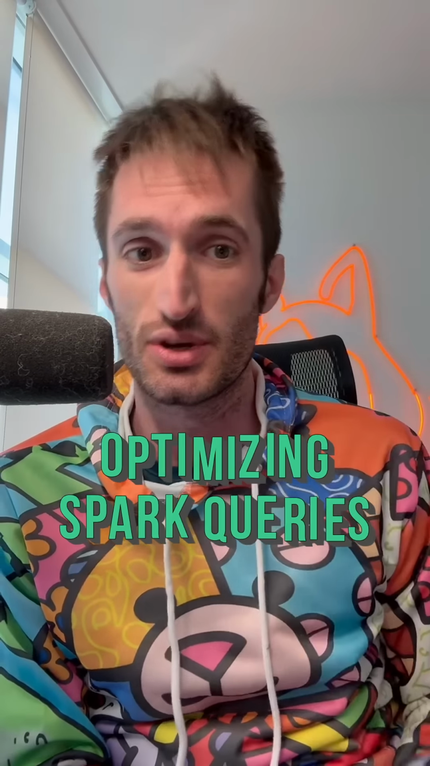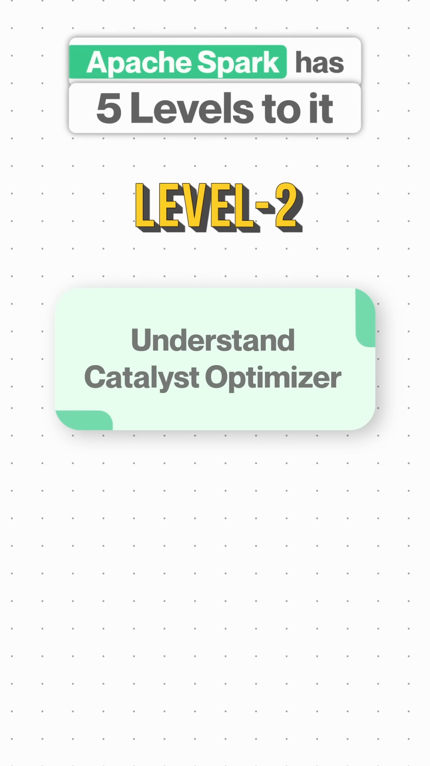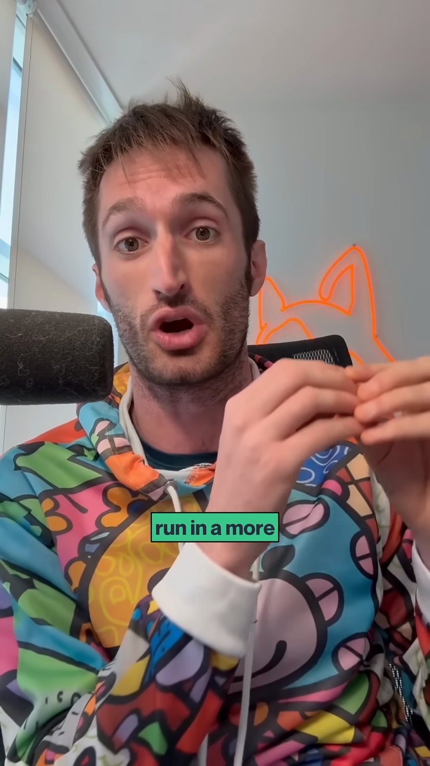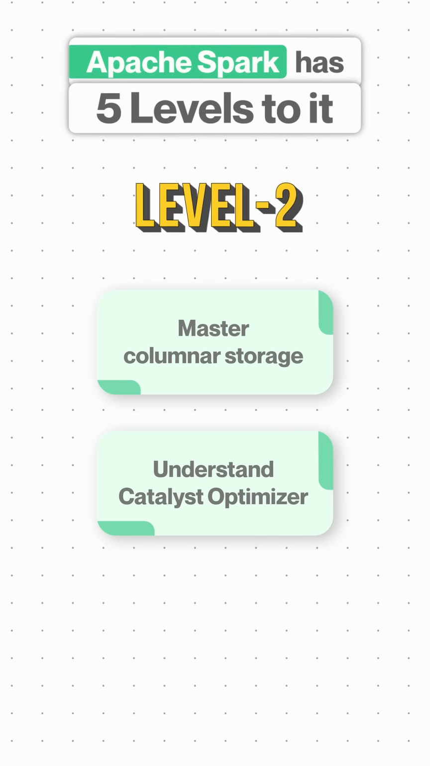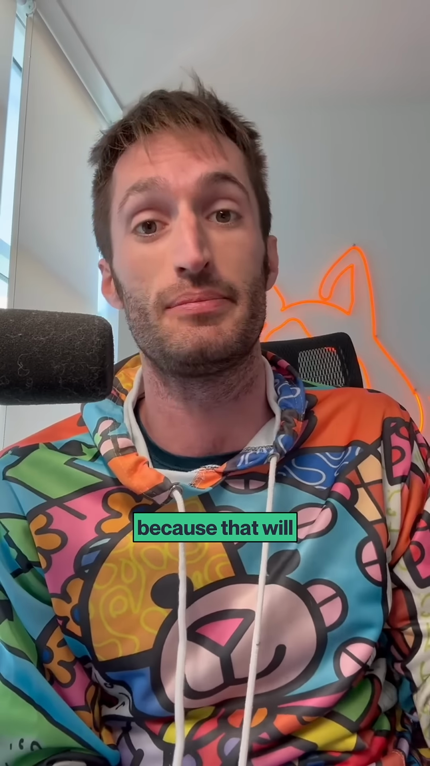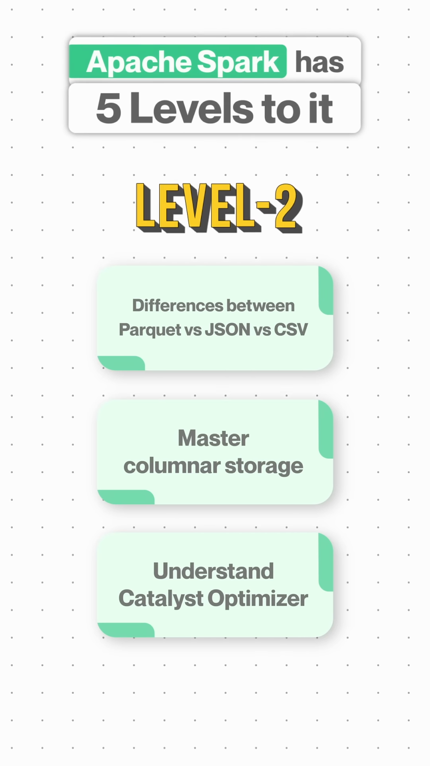This is going to be level 2. So a big thing that Spark has is the Catalyst Optimizer. The Catalyst Optimizer rewrites your queries so that they will run in a more efficient way. Make sure you understand about columnar storage, and you only select the columns that you need in your pipeline, because that will make your pipeline run a lot faster. And make sure you know the differences between Parquet, JSON, and CSV. That will be very, very powerful.